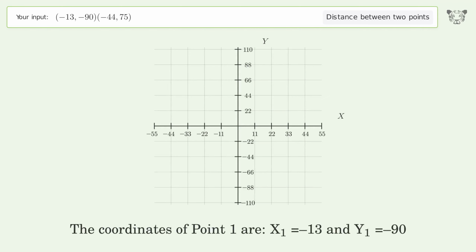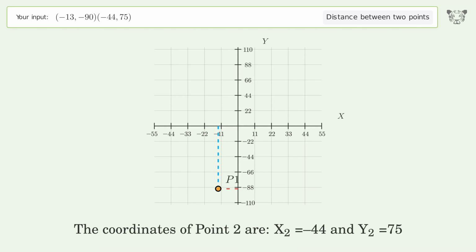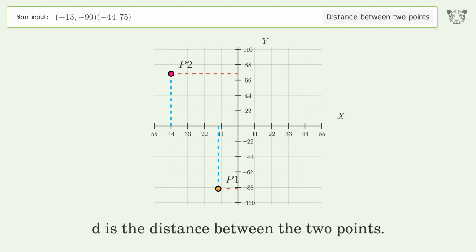The coordinates of point 1 are x1 equals -13 and y1 equals -90. The coordinates of point 2 are x2 equals -44 and y2 equals 75. D is the distance between the 2 points.